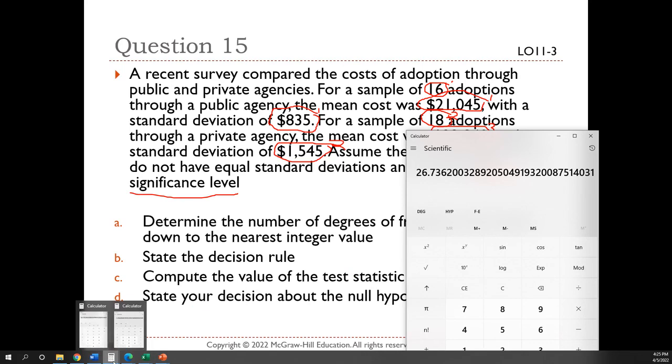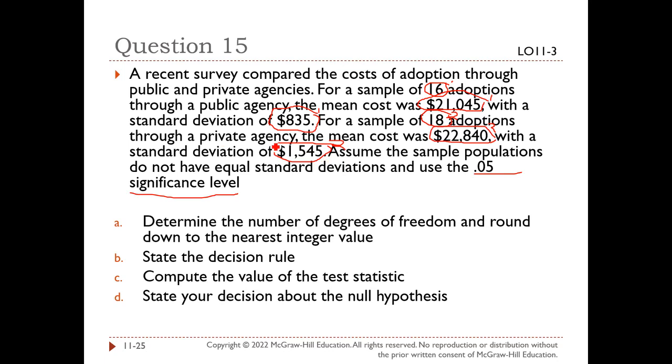So, calculator. Since we don't have a two-tail, there's not a two-tail on this one because they're not equal. So, assume that they do not have equal standard deviations. They cost between the two.